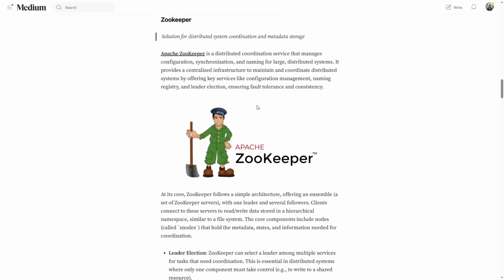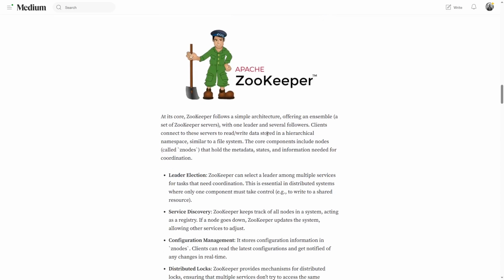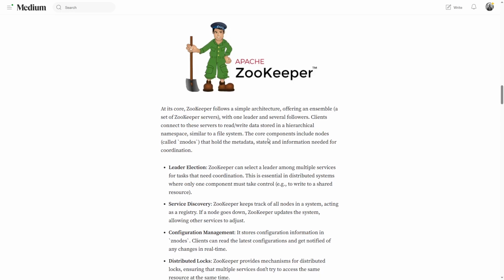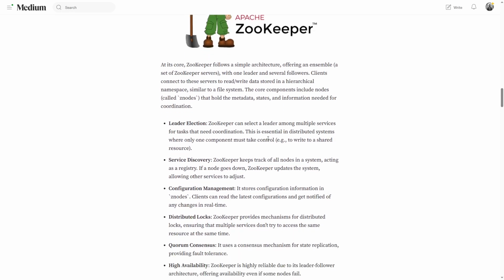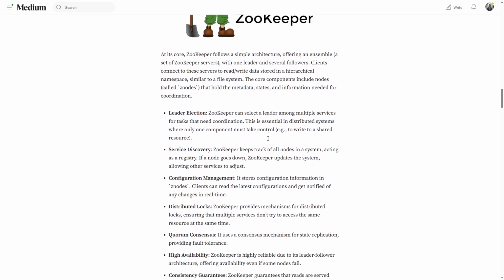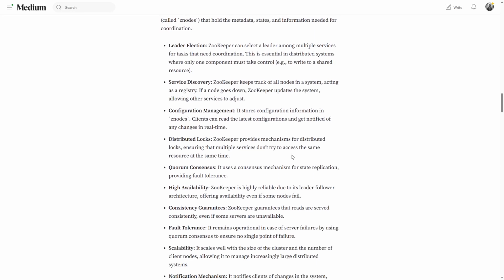It is also a key value store. They store keys and the values associated with them. This can be used in service discovery. This can be used for leader election. This can be used for configuration management. We can use this for distributed locks as well.